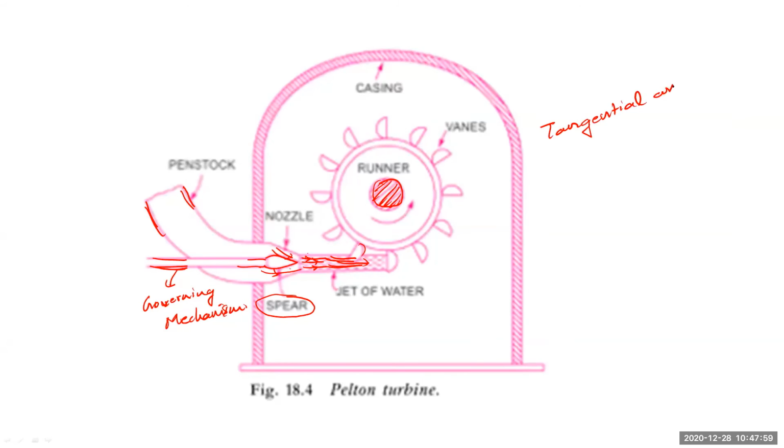Tangential and impulse also. As I have told you that in impulse turbine, we have only kinetic energy. The water coming through this penstock is striking with some velocity, and it is open to atmosphere. So at this location also, when the water is striking these vanes, the pressure is nothing but atmospheric.